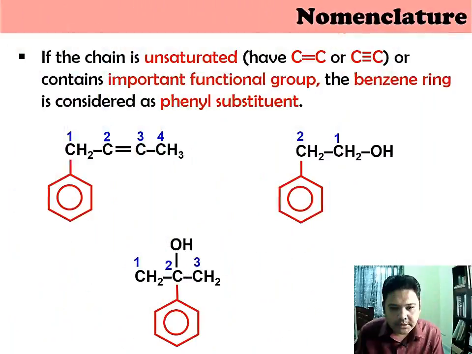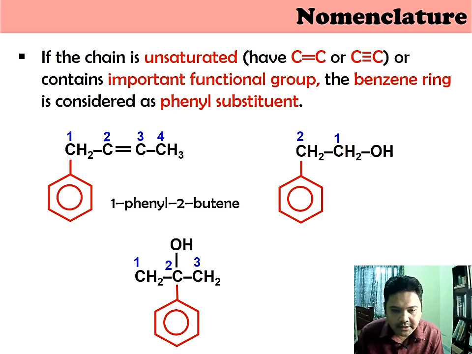For this one, if the chain is unsaturated, either a double bond or a triple bond, or the substituent has an important functional group, the benzene ring is considered as a phenyl substituent. For example, this one. So benzene will act as the substituent phenyl. Phenyl to butene, because this one is considered the parent.